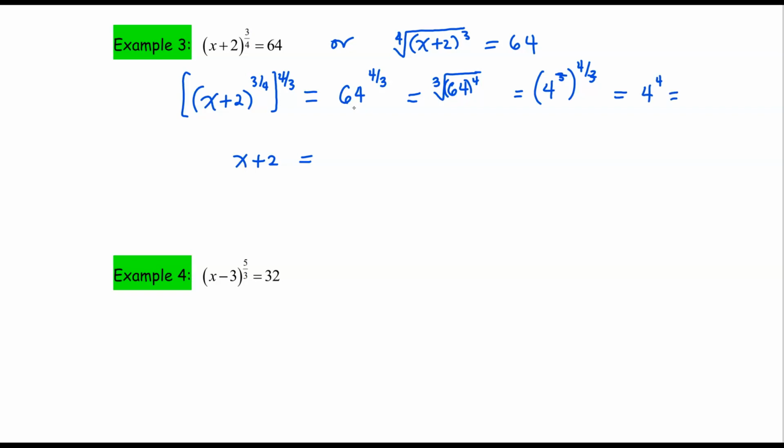Now 4 to the 4th, since we know that 4 cubed is 64, then multiply it again by 4. That gives you 256. So 256 is the value here. So in other words, you have x plus 2 equal to 256. Then you solve for x. You subtract 2 on both sides of the equation. You have 254.